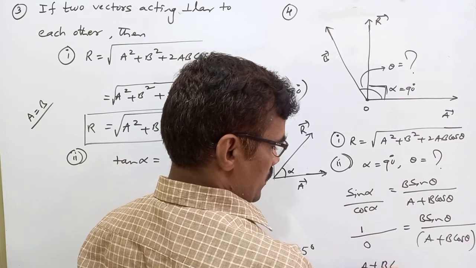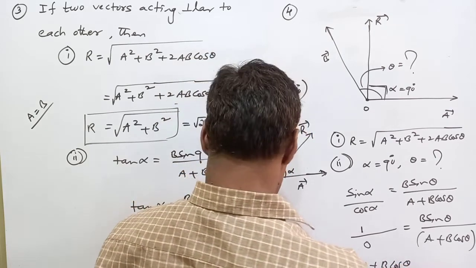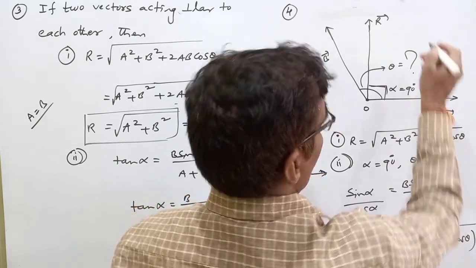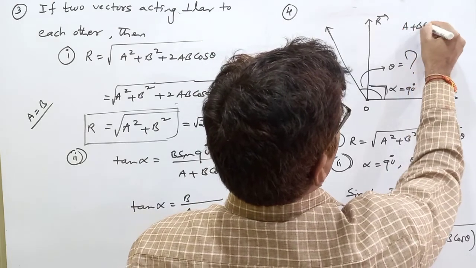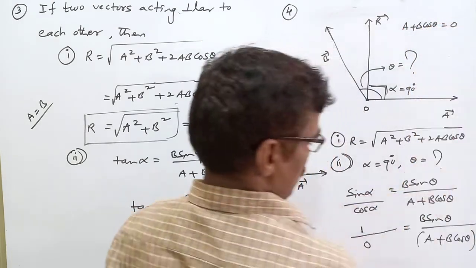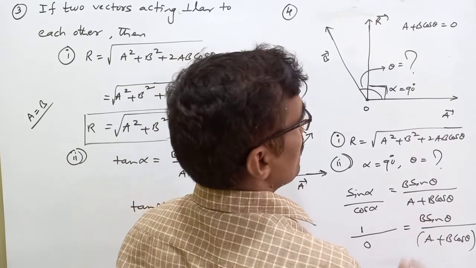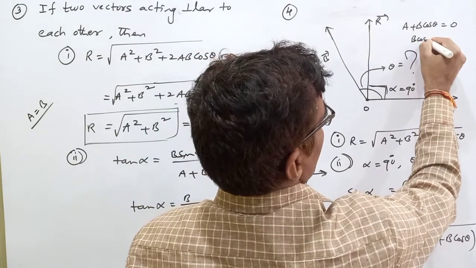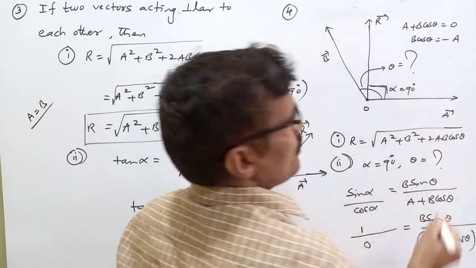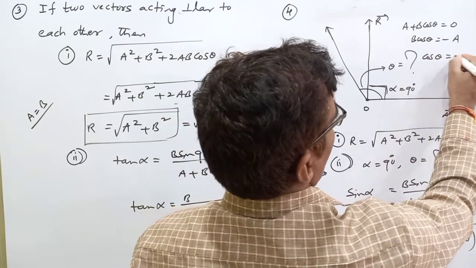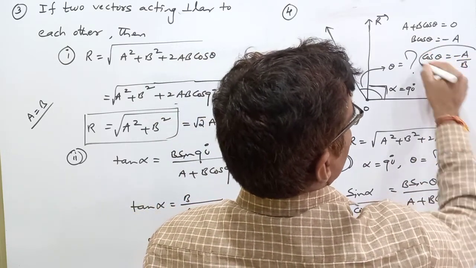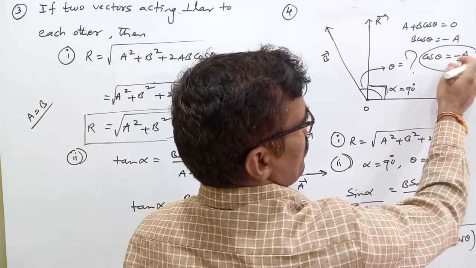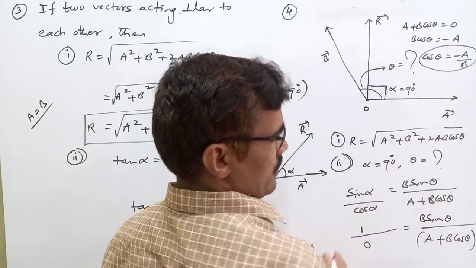Suppose here cross multiplication, sir. a plus b cos theta is equal to 0, sir. Yes, 0 into b sin theta is 0. That's why b cos theta equal to minus a, sir. Cos theta equal to minus a by b. Yes. So that's why we substitute this value here and we get the answer.